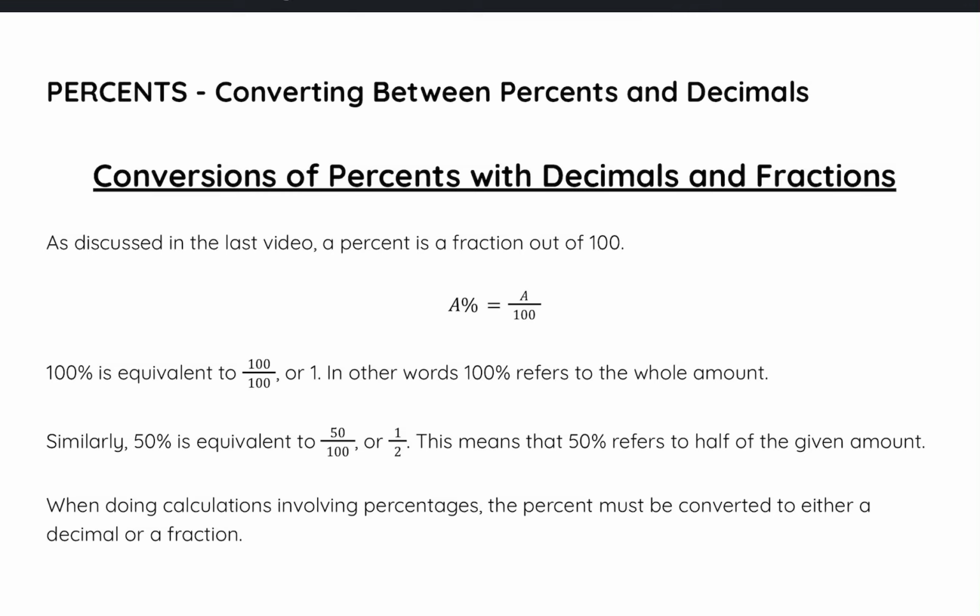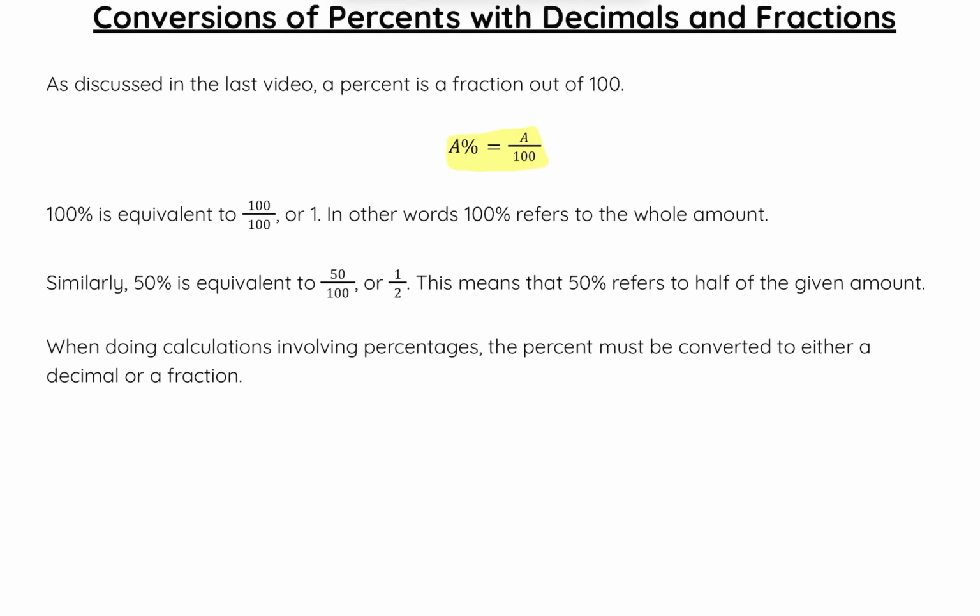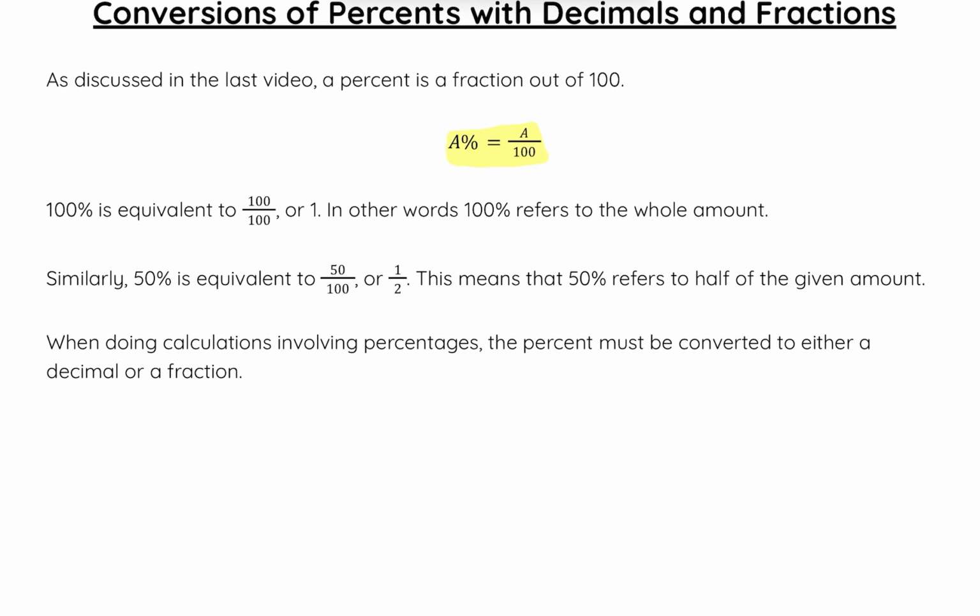Now we're going to talk about conversions of percents with decimals as well as fractions. As we discussed in the last video, a percent is a fraction out of 100. So anytime you're given a percentage, you can write that as the percent value over 100. This means that 100% is equivalent to the fraction 100 over 100, which simplifies to 1. So in other words, this means that 100% refers to the entire amount.